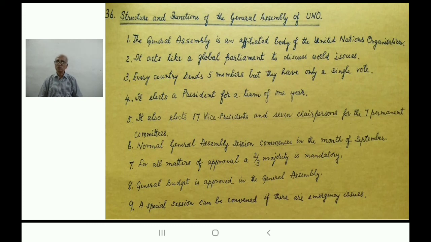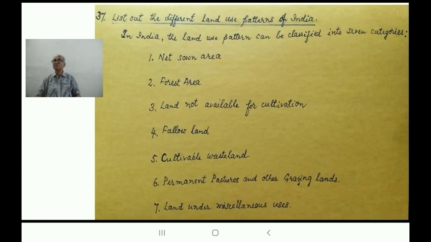Now the last question we go to, no, we have one more, 37th question we have. List out the different land use patterns of India. Land use patterns. In India, the land use pattern can be classified into 7 categories. First one is the net sown area, where you are growing crops. Net sown area, where you have sown seeds.